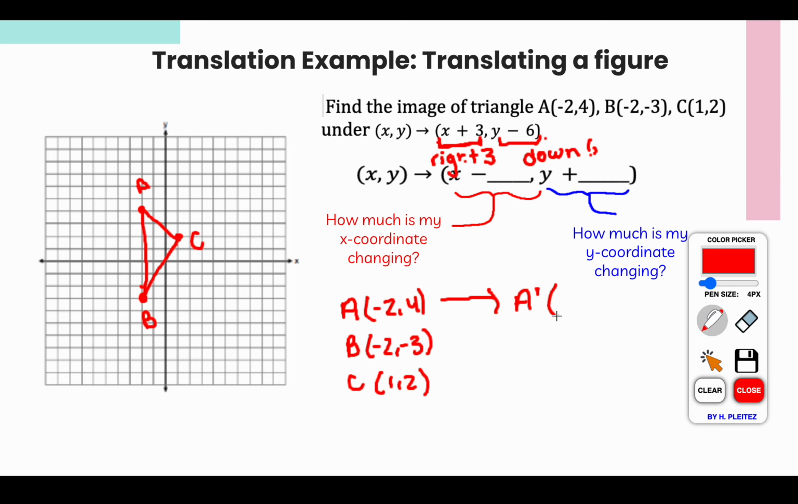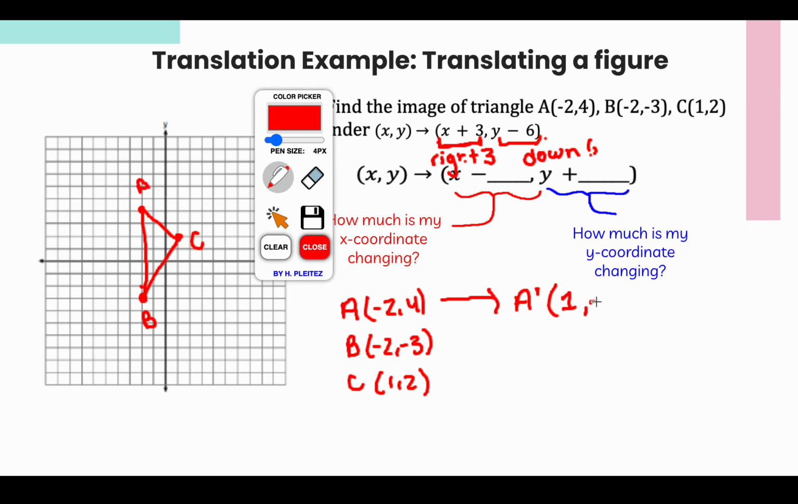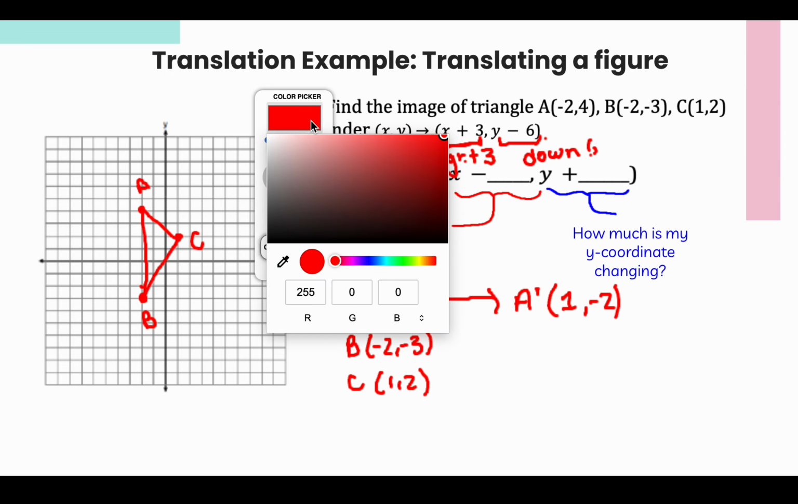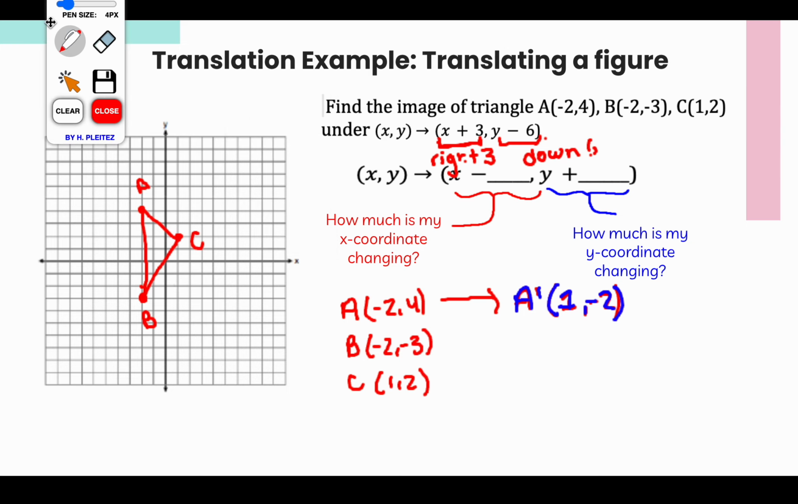So A prime, if we do -2 plus 3, that's going to give us +1. And we are subtracting 6 from our y-coordinate, so that is going to give us -2. So we can go ahead and plot that. Let's use a different color for our image. So A prime is (1, -2), so that's going to be here. Now B prime, again, we are adding 3 to our x-coordinate, so -2 plus 3 is 1, and then we are subtracting 6 from our y-coordinate, which would give us -9.